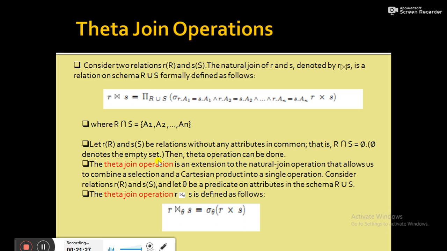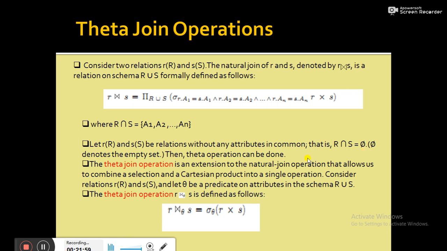But it may happen that the participating relations may not have any common attribute. For example, if the schema of R intersection the schema of S, that is, if we want to find the common attributes between R and S, is equal to null, that means they have no common attribute. Then you cannot do the natural join operation. So if the relations have no common attribute, then we cannot do the natural join operation.